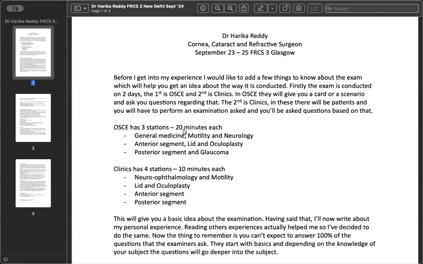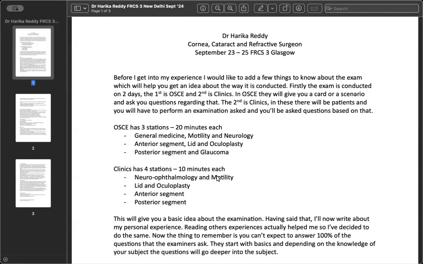Let's say for general medicine, you will have 10 minutes. After that, there will be a bell. And then again, there'll be 10 minutes for motility and neurology. The same for anterior segment, and then 10 minutes, and then you will be asked on lid and oculoplasty. Again, the same for posterior segment and glaucoma.